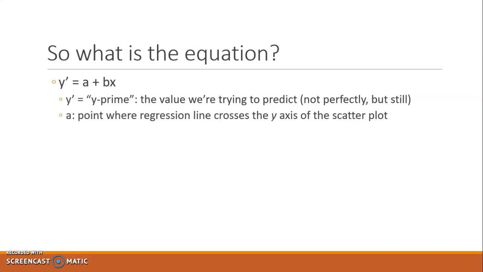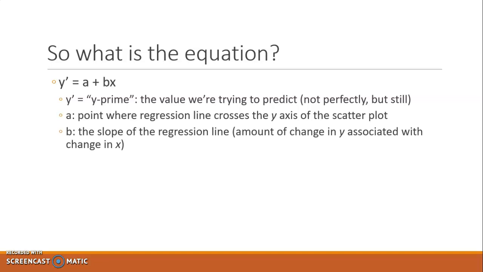A is where the regression line crosses the y-axis. Again, if you're having flashbacks to finding the slope of a line, that's intentional. B is the slope of the regression line. The amount of change, in other words, the amount of change in the y associated with the change in the x. Okay, so yeah, this makes sense.